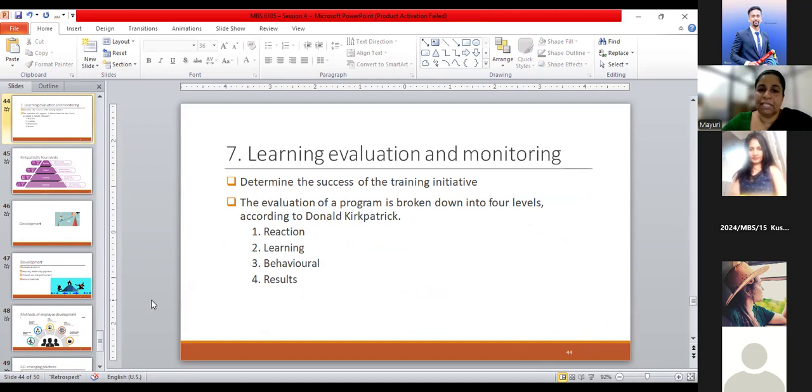Now the last step, learning evaluation and monitoring. Right now, whatever things that we are doing in an organization, we have to make sure it is effective. A measurement is needed, an evaluation is needed. Likewise, when we are going ahead with learning, we need to make sure that our learning is effective, right?